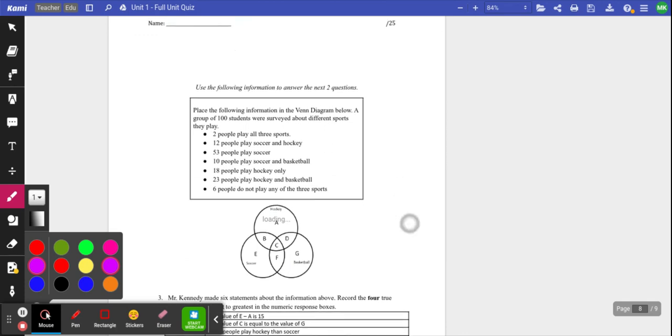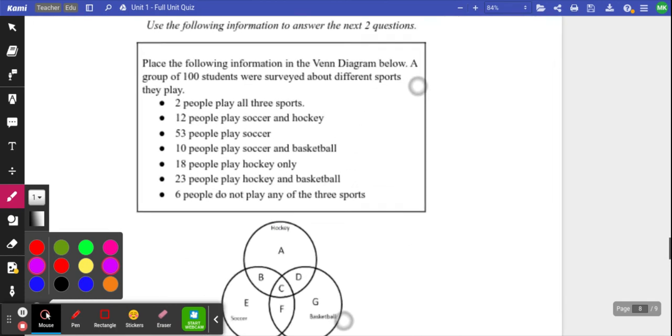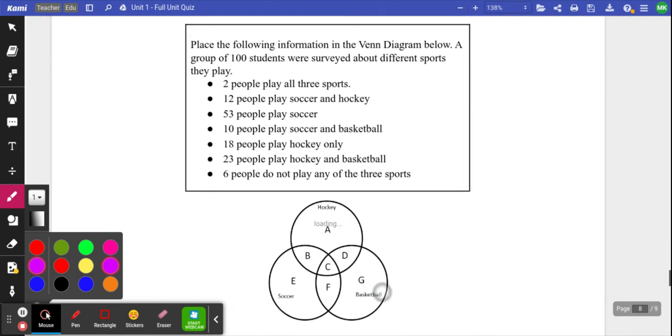Triple Venn diagram, then we're done. Place the following information in the Venn diagram. A group of 100 students were surveyed about different sports. All the information's there. Okay, let's start plugging it in. 2 people play all 3 sports. Okay, that means this is a 2.